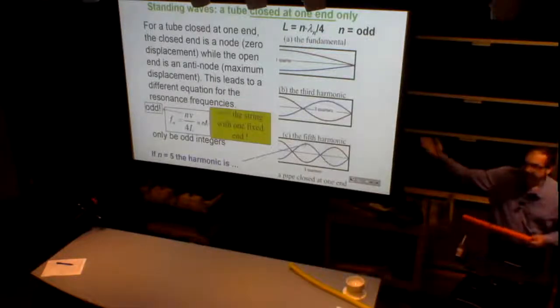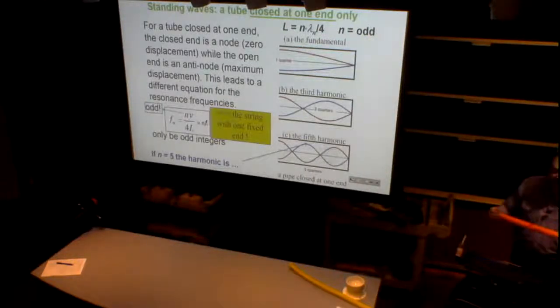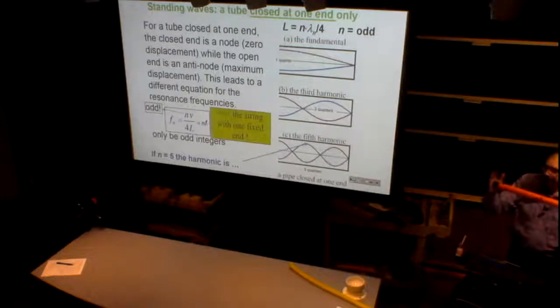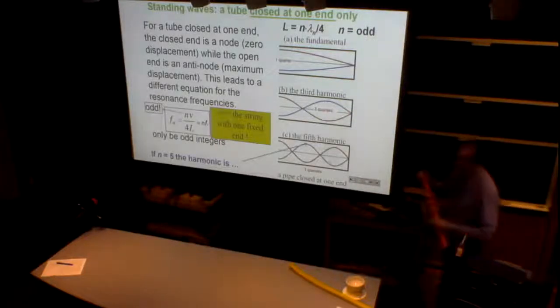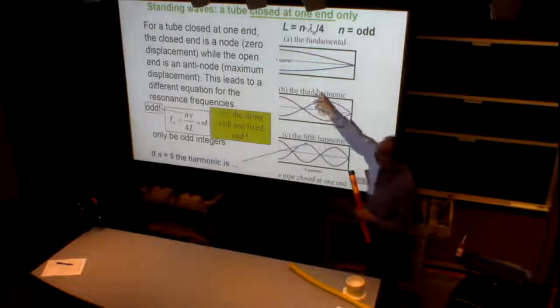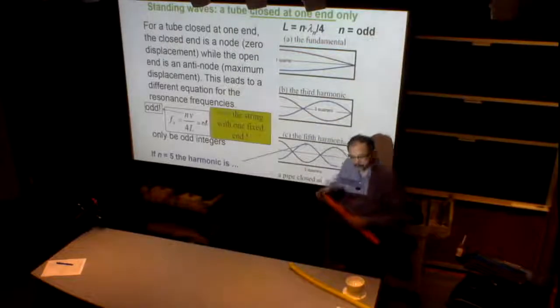And these are nice pictorial representation of those standing waves which could be generated in a closed pipe. You can see we just count quarters. 1 quarter of a wavelength, 1, 2, 3, 3 quarters of a wavelength.